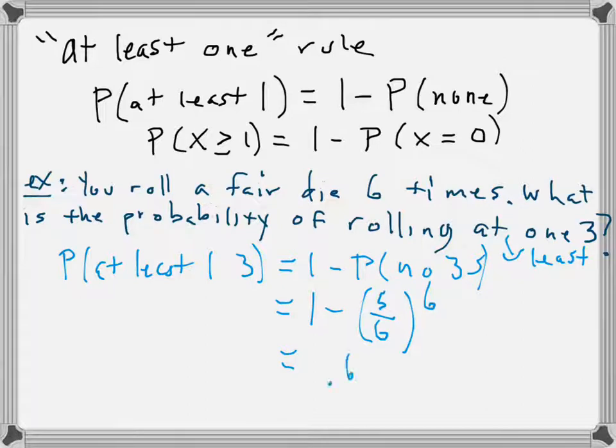And I got 0.6651. Better chance than you thought, right, of getting at least 1 three. Or maybe worse, who knows. But you try it. Go roll the die 6 times over and over and over, and about 66 percent or just about 2/3 of the time you should get at least 1 three.